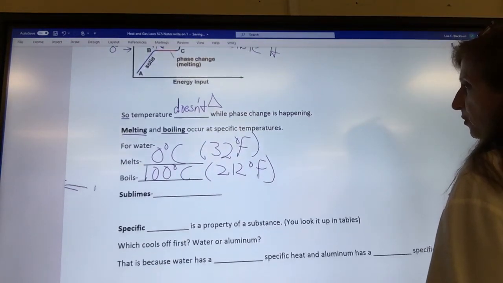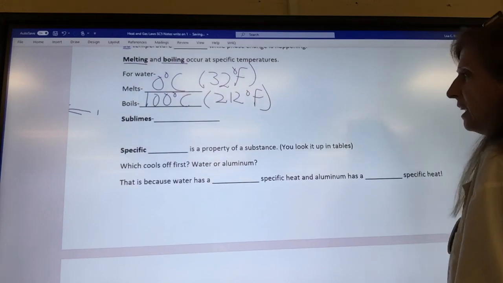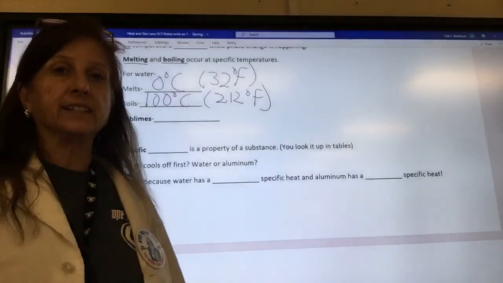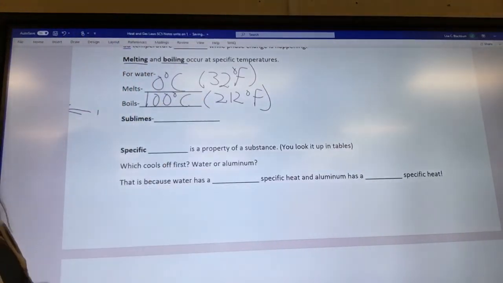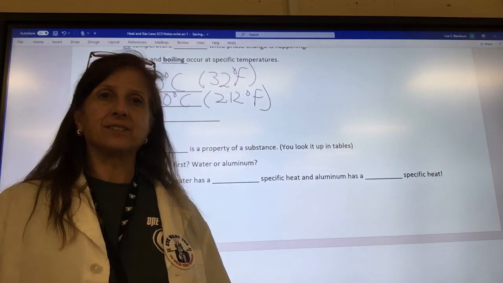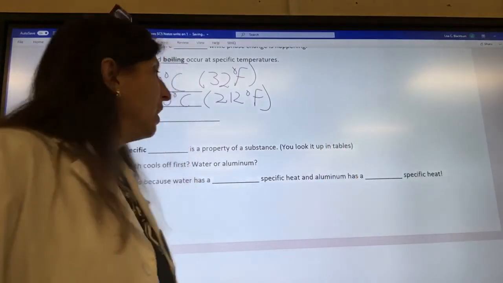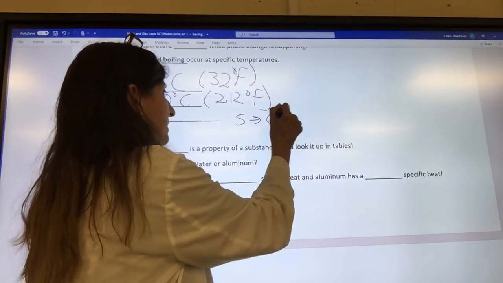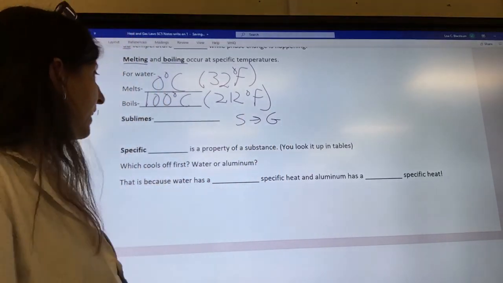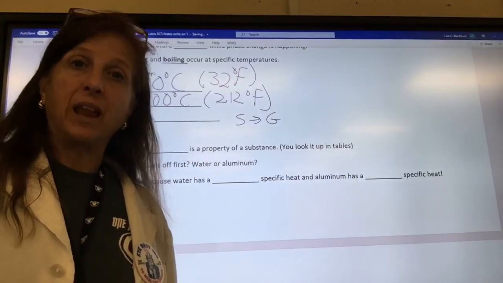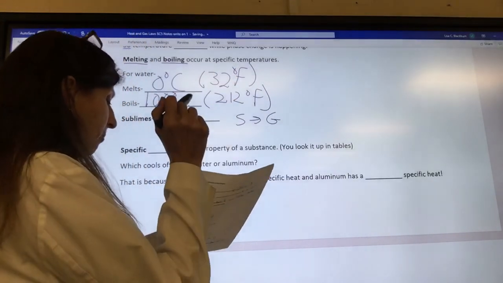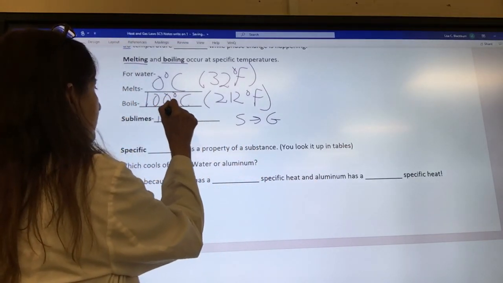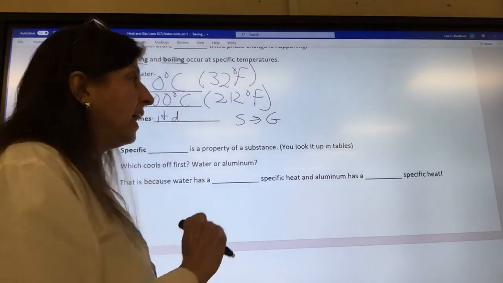Now, there is another phase change. I'll scroll this up using my new skill. There is another phase change besides melting and boiling, or freezing or condensing if you're going the other way. It's called subliming. It sounds like heavenly. It is sublime. And sublime is when it goes directly from a solid to a gas. And the temperature of subliming depends. Let's see what I wrote. It depends on things like the dryness of the air and the pressure.